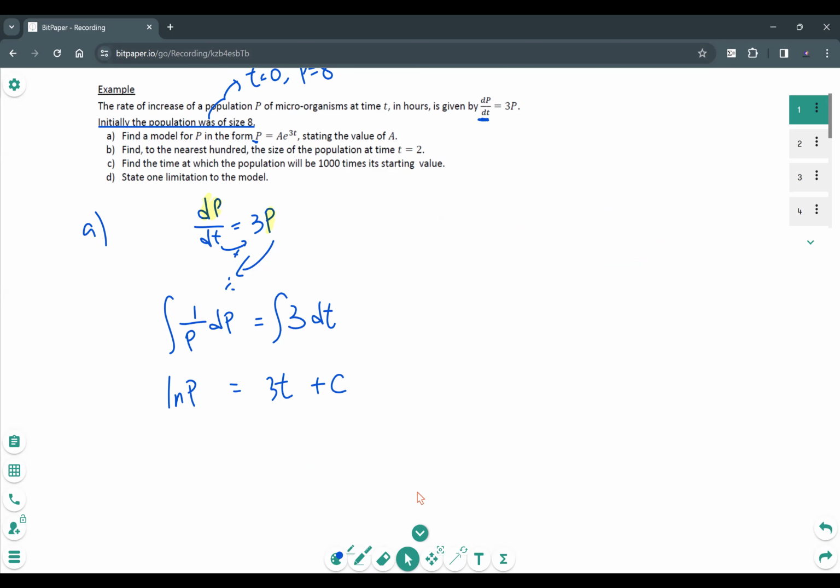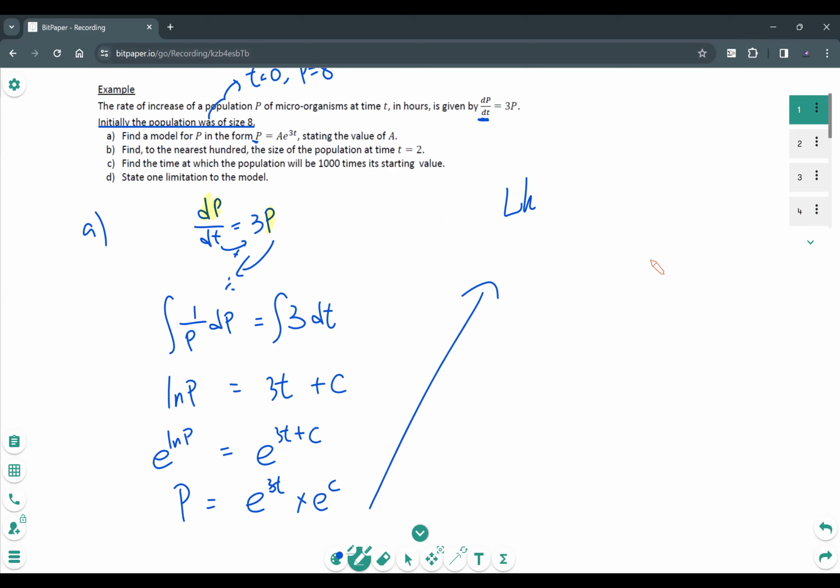So plus c. Next, when we make P the subject, we're going to use e on both sides. e to the power of ln P equals e to the power of 3t plus c. And then e and ln cancel out. P equals e to the power of 3t times e to the power of c. You've learned this trick. And then you can let e to the power of c equals A. Let A equals e to the power of c. Oops, I can't write. Let's try again. We can let A equals e to the power of c.